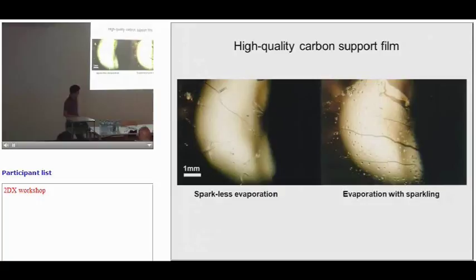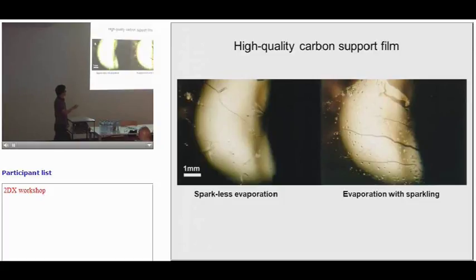So these are blow-ups of carbon film floated onto water. The left one is sparkless carbon film, which features a very smooth and flat surface. Sparkless carbon film is mechanically stable, so it's easier to handle in sample preparation.